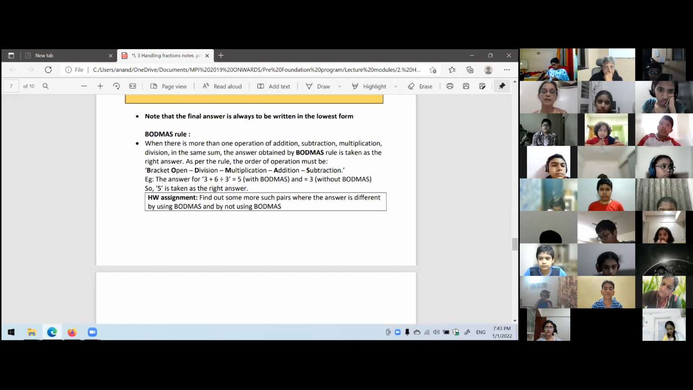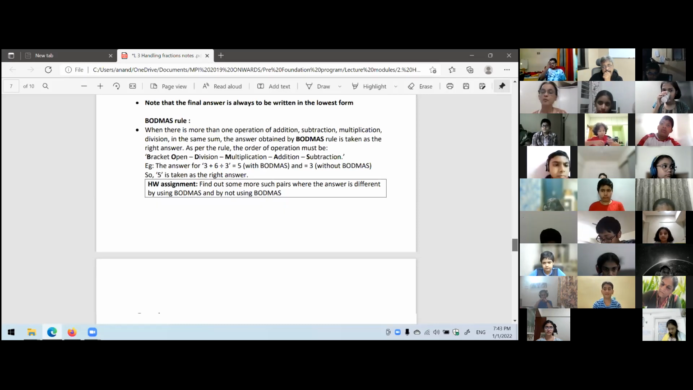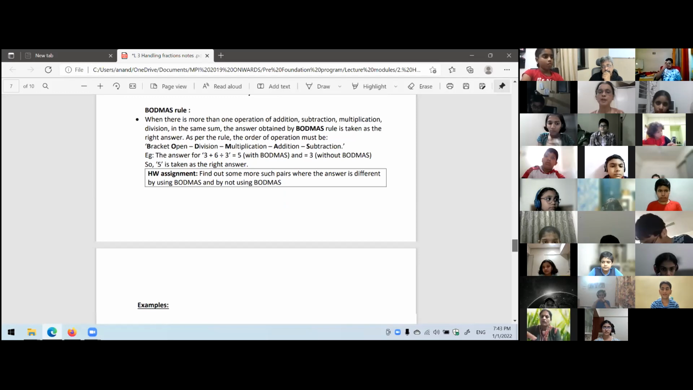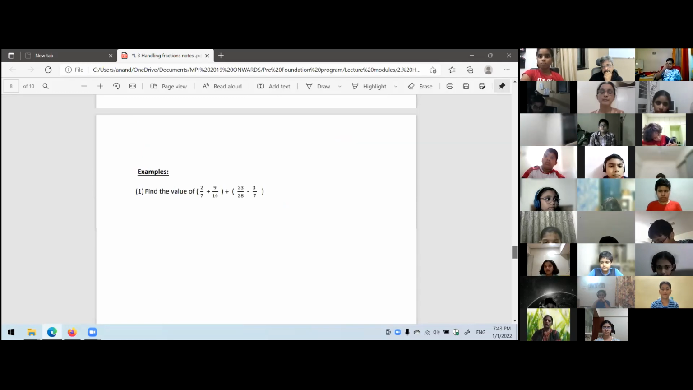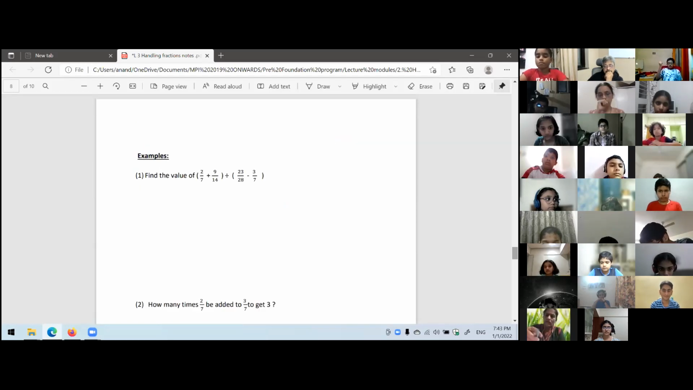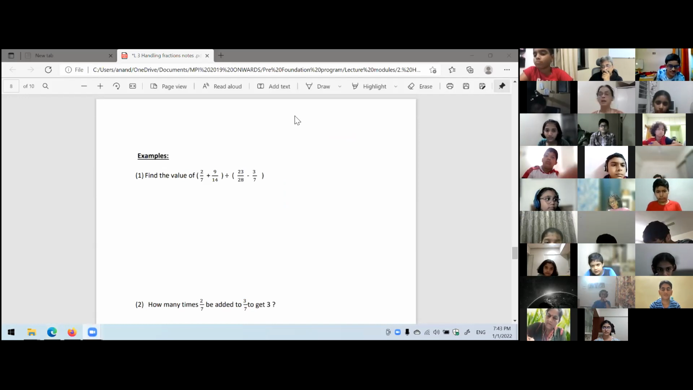Now, I want you to find some more such pairs where the answer is different with BODMAS and without BODMAS. And sometimes with BODMAS and without BODMAS, the answer will come the same. You will also think why it is happening like that. In some cases, why the answer is coming the same with BODMAS and without BODMAS.